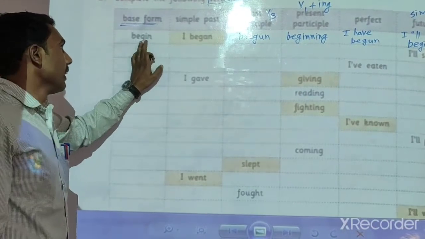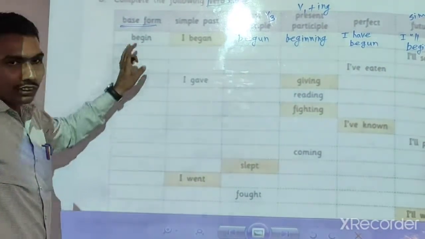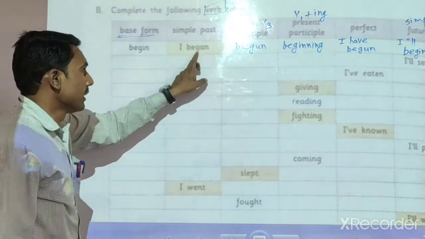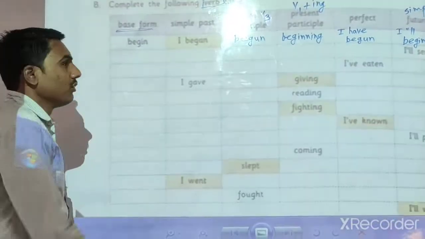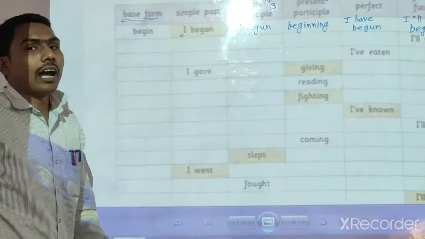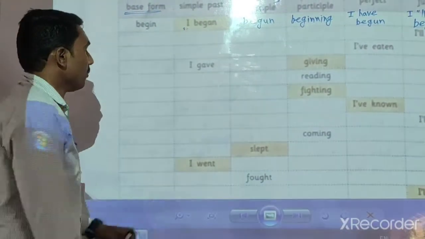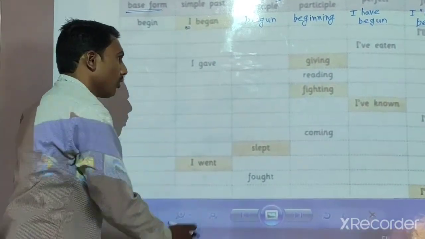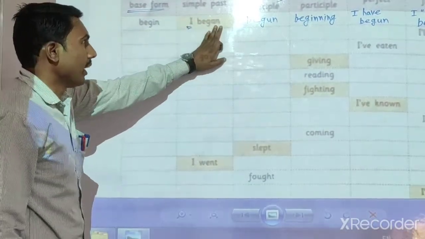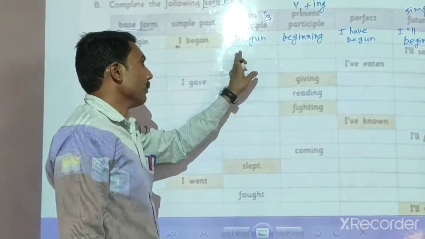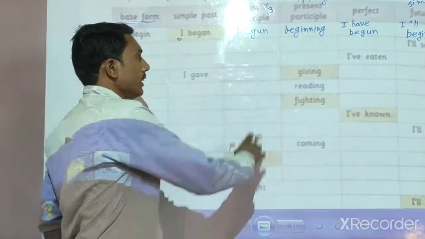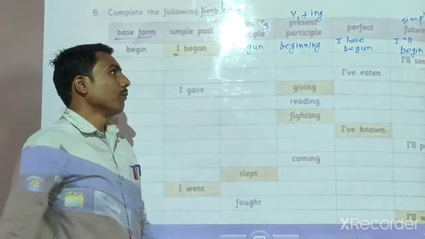Look here. The first word is begin. Begin is the base form of the verb. Begin, simple past, began. I began. I use here this pronoun I. In this column we want to use I, this pronoun, in the whole column. Remember this. I began. Then past participle. Begin, began, begun.